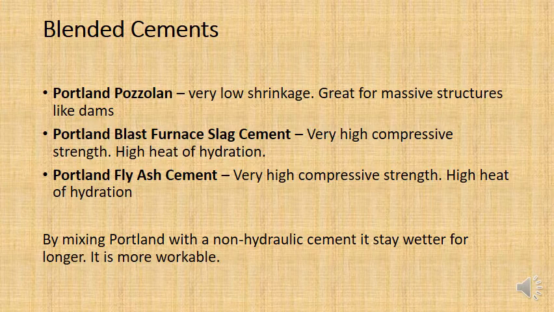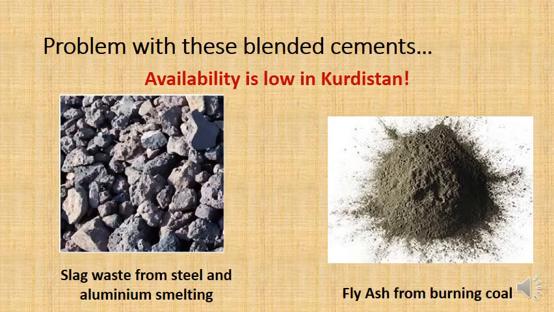So those are some examples of different blended cements. So this is just what they look like. On the left you've got slag waste, this is from iron ore, and it's from steel or aluminium smelting. When you make aluminium from aluminium ore or you make steel from iron ore, that's what's left. And you would grind that up into a fine powder and then you would mix it with the Portland cement. And fly ash, as I said, that comes from burning coal.